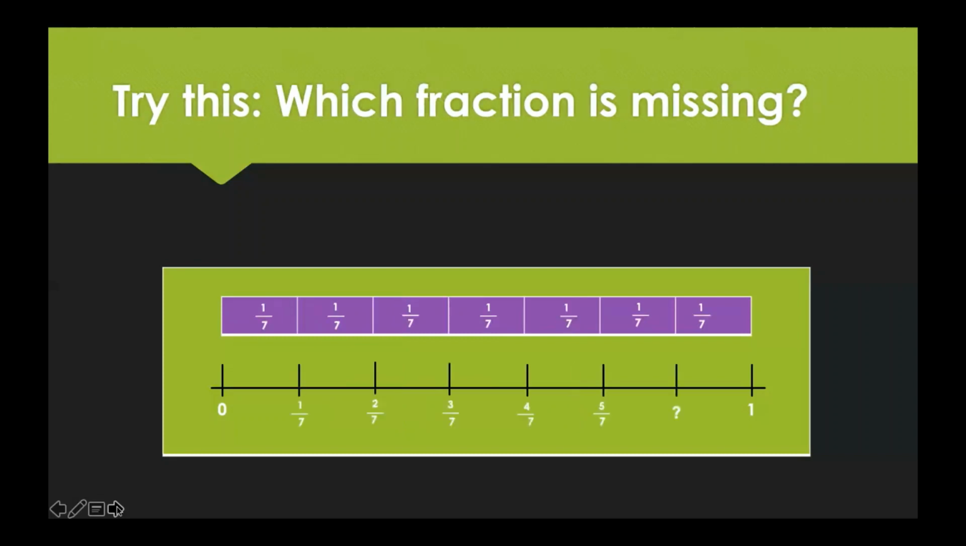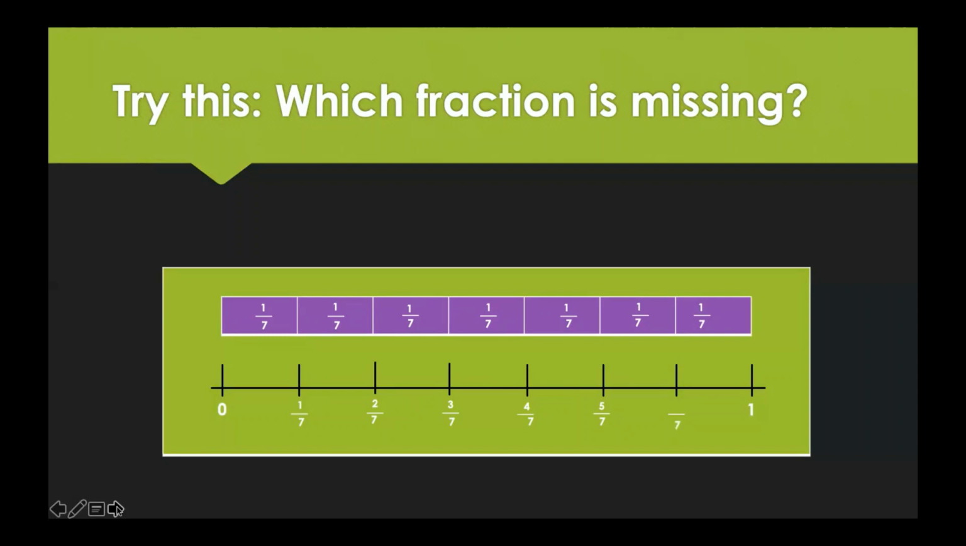Let's look at our last example. Which fraction is missing? You have to count the number of equal spaces. That will indicate our denominator. I can count 7 equal spaces on this number line. So my denominator will be 7.